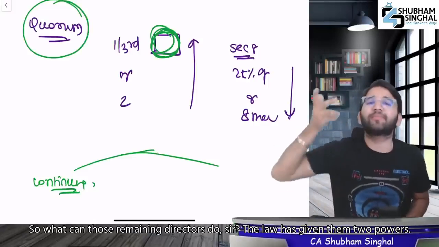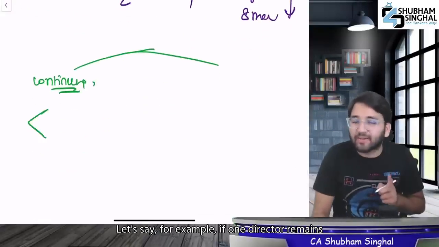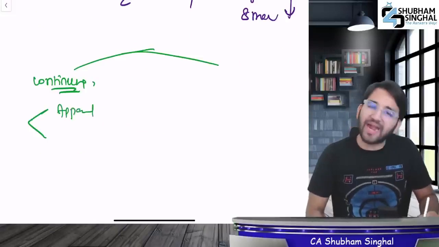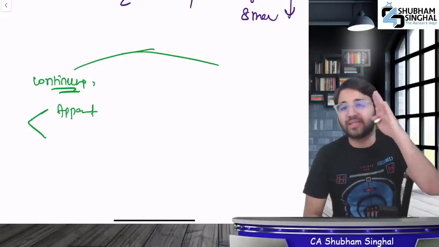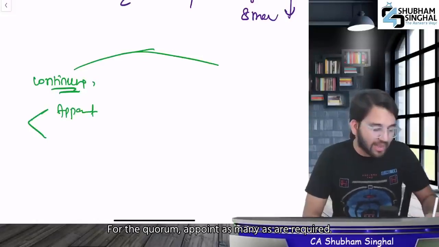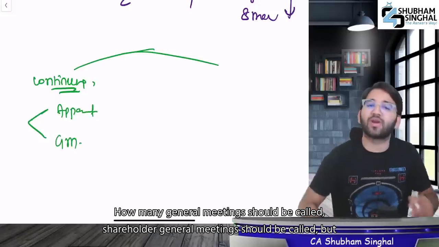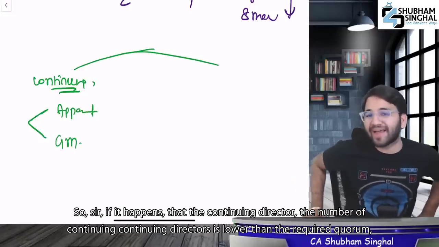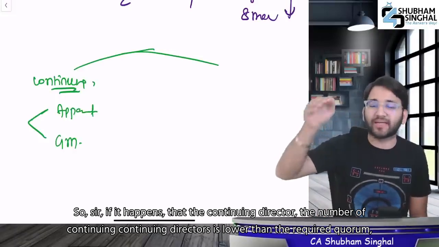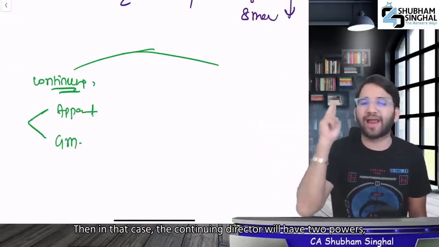Remaining directors: what can those remaining directors do? Law has given them two powers. If one director remains, the law gave him two powers. He can either appoint a new director, appoint as many directors as are required for minimum quorum. Or he can call a general meeting, a general meeting of shareholders. If the number of continuing directors is lower than the required quorum, then the continuing director will have these two powers.